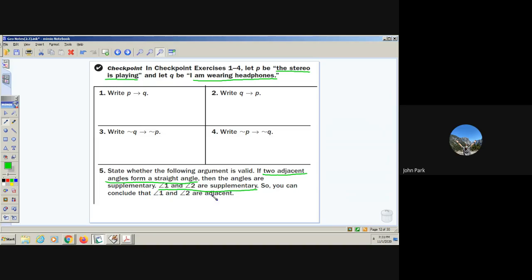Well, that's going backwards, right? So I cannot conclude that angles 1 and 2 are adjacent. That's going backwards, so that is not true. That is not a correct usage of the law of detachment. So this is not a valid usage of the law of detachment. You can't go from Q to P. You have to go from P to conclude Q. This is going backwards, okay?